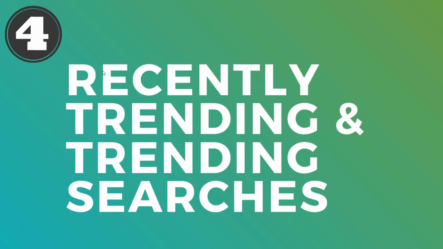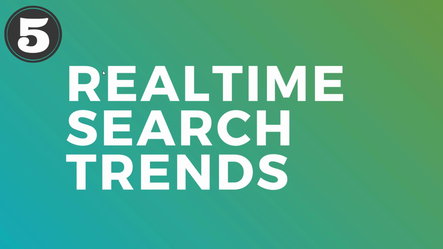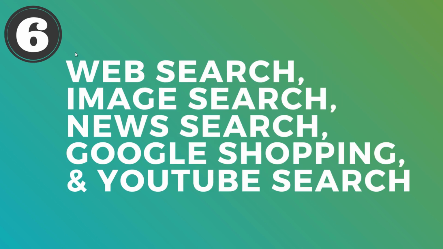I would say 4 and 5 are the 2 places to be if you are a journalist, if you're somebody who covers the news, if you're somebody who is looking for what is in the news, this is where to go. So that's 4 and 5. So let's go to number 6, and that's going to be how we can adjust by web search, image search, news search, Google Shopping, and YouTube search.